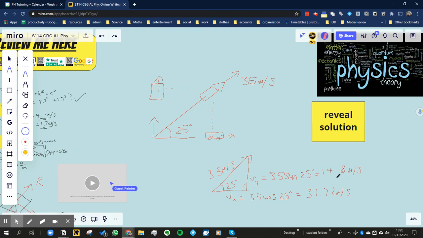So the person in the elevator would be going at 14.8 meters per second, and the person in the car would be going at 31.72 or 31.7 meters per second.